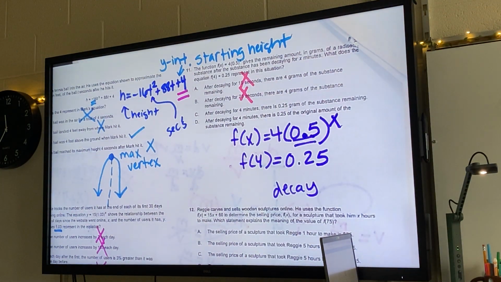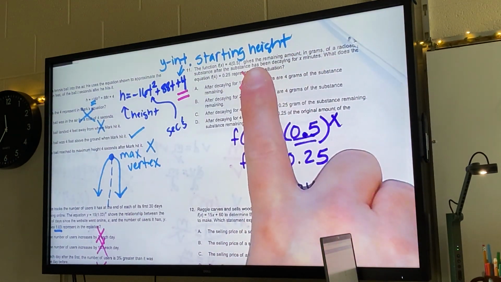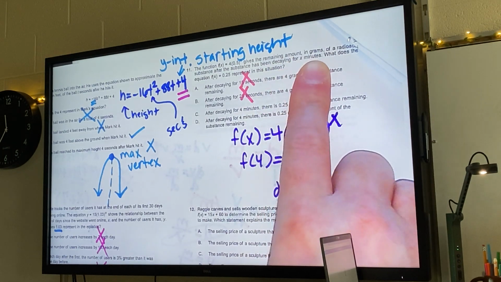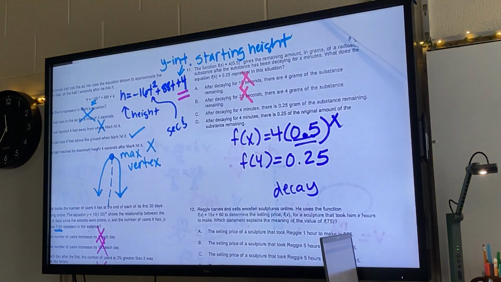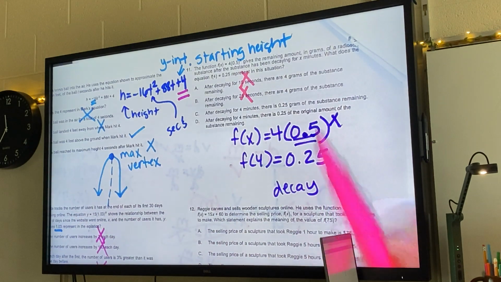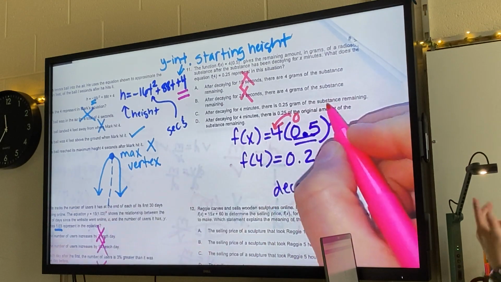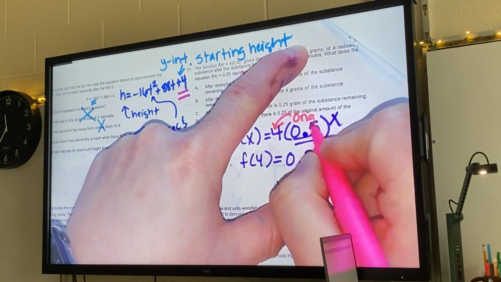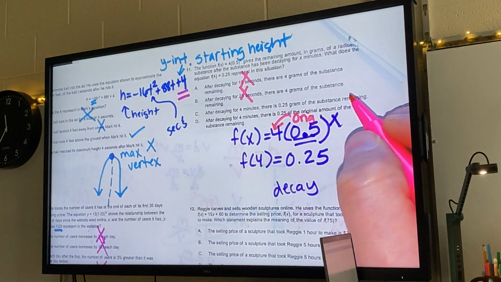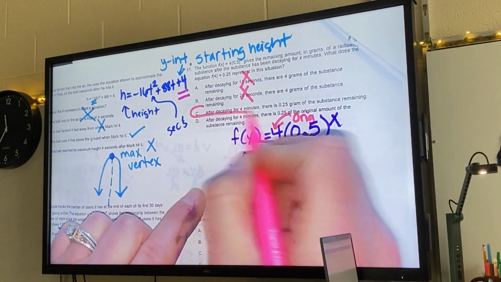Go back to the word problem. What does the word problem exactly say about f of x? It says the remaining amount in grams. So is it going to be C or D? C. Yeah, it doesn't say anything like the original amount. The original amount is right here. 4 is the original amount. So C is the correct answer.